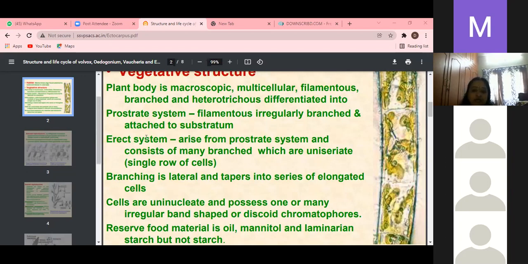The second system is called the erect or projecting system. Erect system or projecting system, both names are the same, like creeping or prostrate. The erect or projecting system arises from the prostrate system. You can observe the erect system where, girls? It arises from the prostrate system and consists of many branches which are uniseriate, single-row branches.